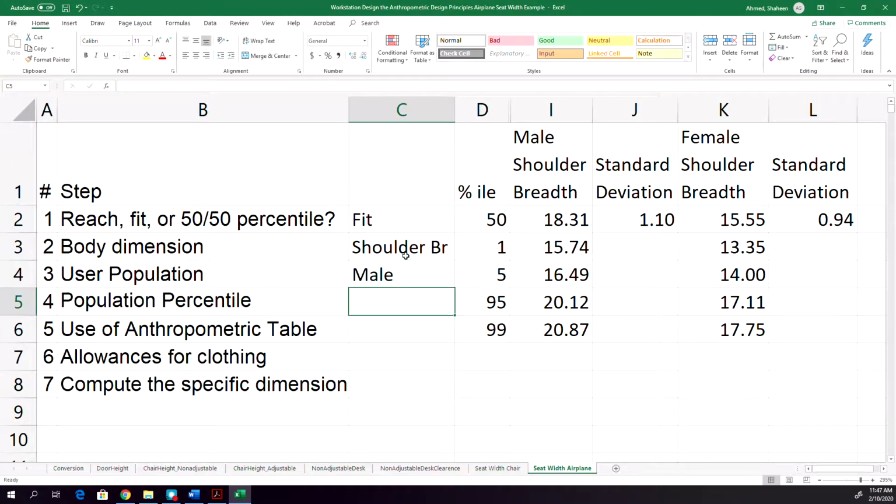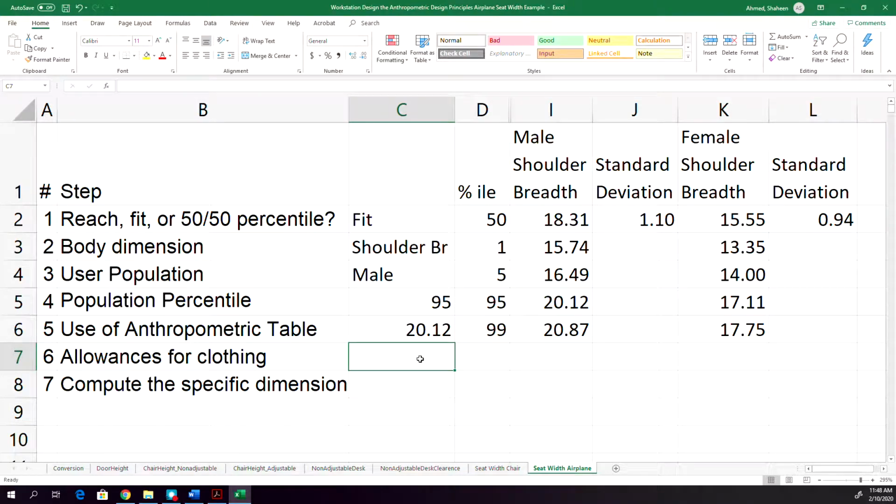Now, I understand that we are designing for female as well, for as many people as possible. But in this case, if we accommodate male, then female will also be accommodated. If you write female here, that will be a mistake in the exam. Population percentile: let's say we want to accommodate the 95th percentile population. This is the value for the 95th percentile, 20 inches.